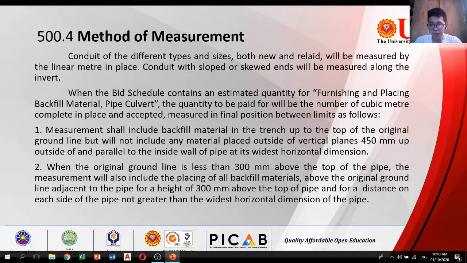Method of measurement. Conduit of the different types and sizes, both new and relayed, will be measured by the linear meter in place. Conduit with slope or skewed ends will be measured along the invert. Each section will be measured by the number of units installed.